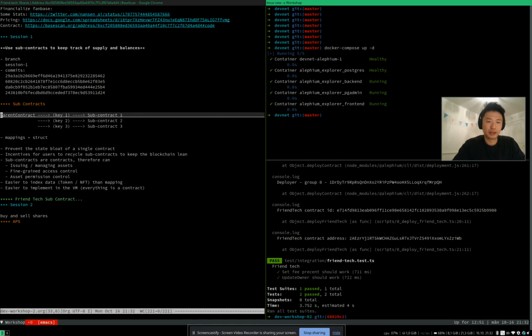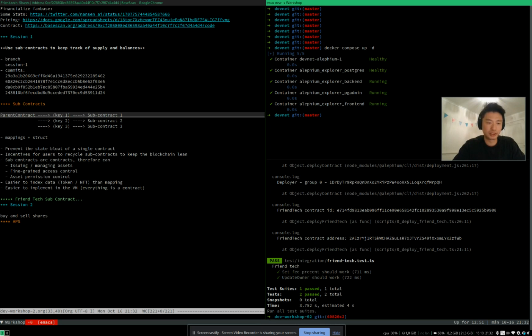Another interesting thing is that you can not only refer to this subcontract using the combination of the parent contract ID and the key, but also, since this is just a contract, it has a contract ID as well. So basically, there are two ways to refer to this subcontract, which in some scenarios is pretty convenient.